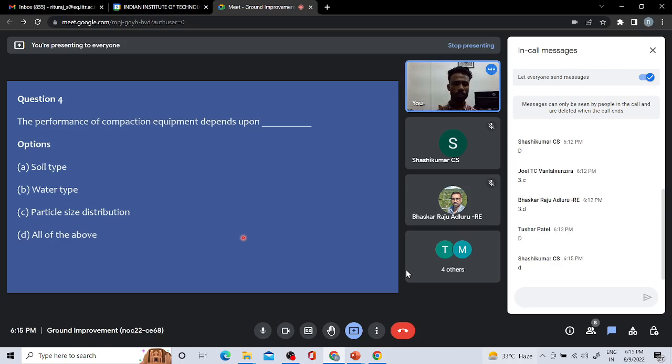So for the equipment or any technology which we are using for the compaction, on which parameter among these three will it depend: the soil type, the water type, or the particle size distribution, or will it depend upon all of these three factors?